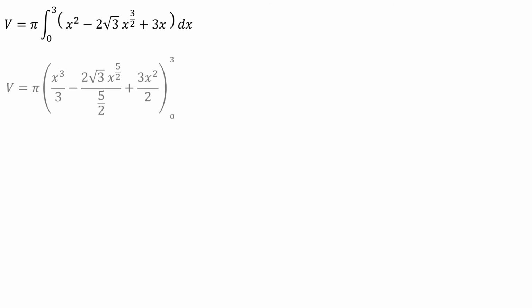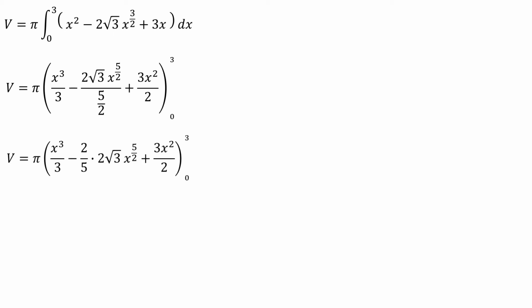X squared, of course, becomes x cubed over 3. On that middle term, I have to add 1 to the exponent. So 3/2 plus 1 becomes 5/2. But then I have to divide by 5/2. On that last term, x becomes x squared, but I got to divide by 2. The one that's crazy is that middle term. Remember, dividing by 5/2 is really multiplying by 2/5. And I can tidy that up a little bit more now. 2 times 2 makes 4.